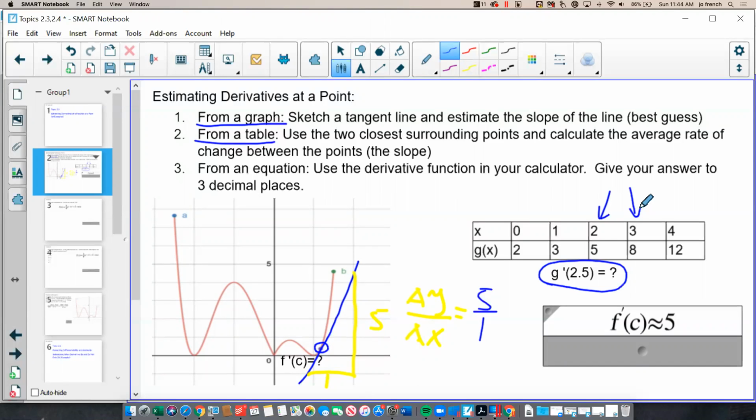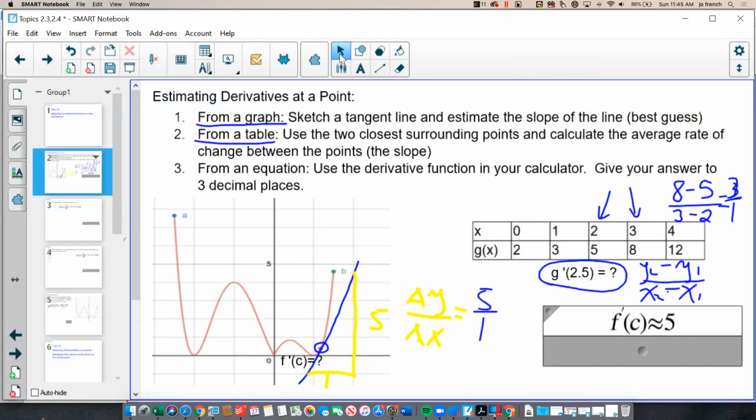So I'm going to use my slope equation, y2 minus y1 over x2 minus x1. My y2 is 8, my y1 is 5, and my x's are 3 and 2. So my ratio would be 3 over 1. Sorry for the messy handwriting. And I would get an estimate for my instantaneous rate of change by using my average rate of change and get 3. We'd say that this graph is changing at about a rate of 3 units to 1 unit at 2.5.